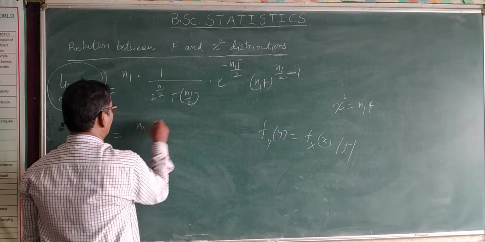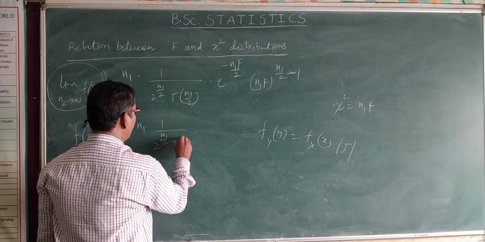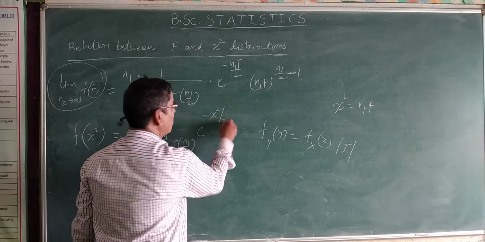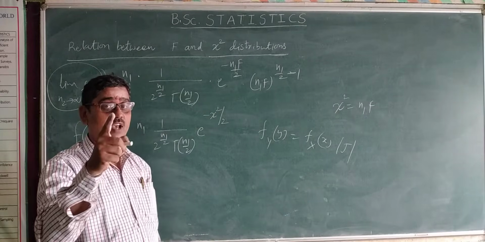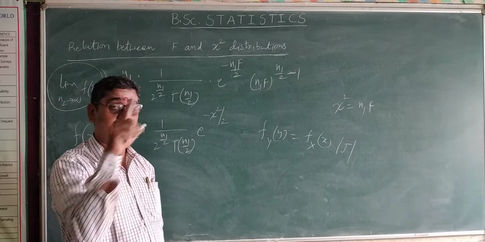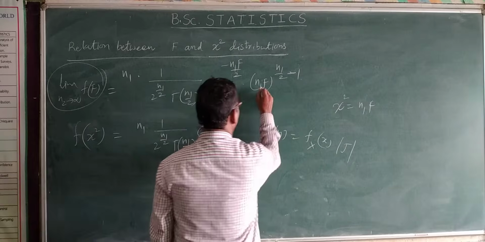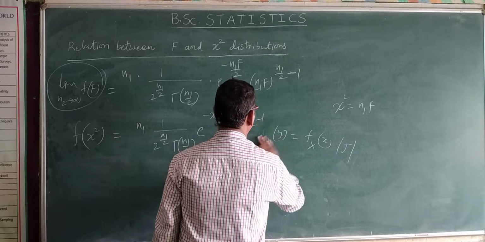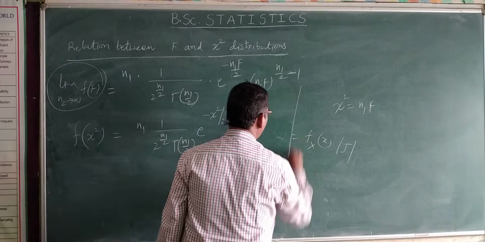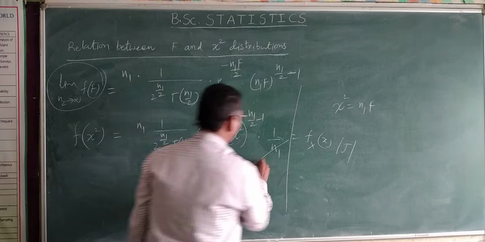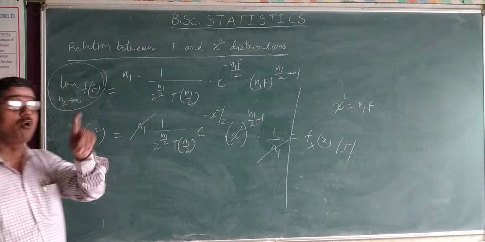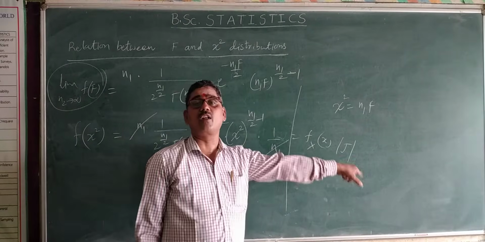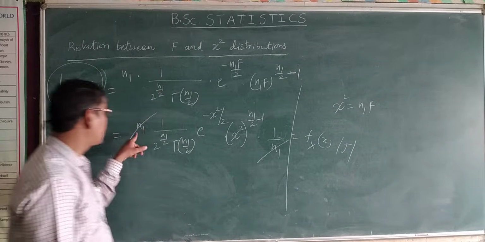Now it is n1 into 1 by 2 power n1 by 2 gamma n1 by 2, e power minus n1f, which is chi square, e power minus chi square by 2. Chi square is one variable, the entire thing, multiplied by chi square power n1 by 2 minus 1. This is the density function multiplied by the Jacobian, 1 by n1, so the n1 gets cancelled. That's what we are doing with the help of the Jacobian method, the one variable transformation method.